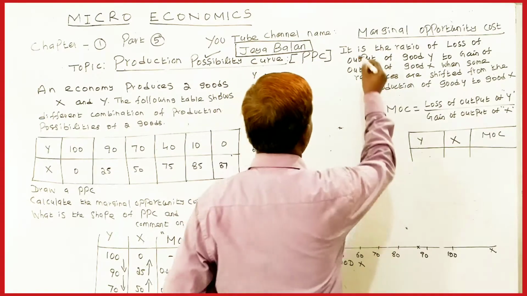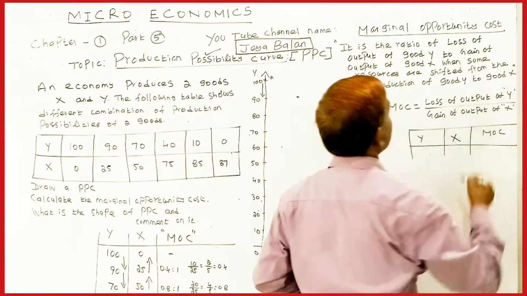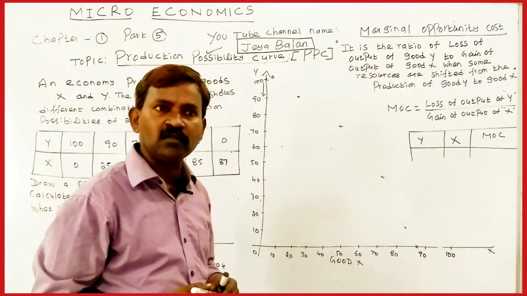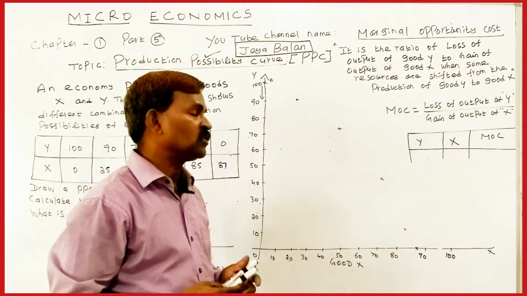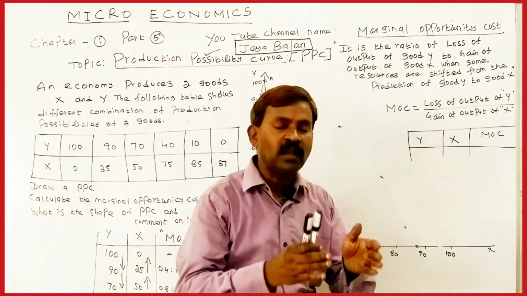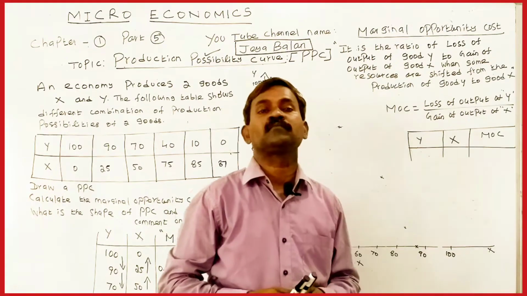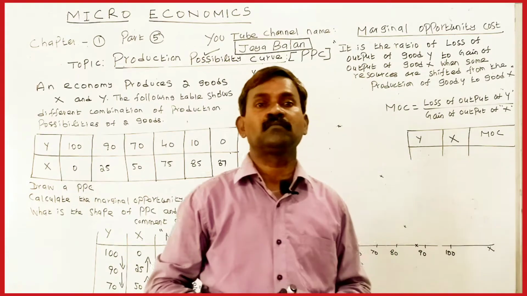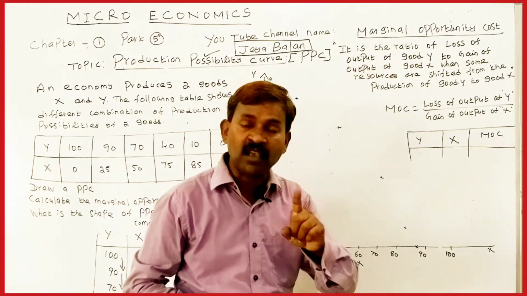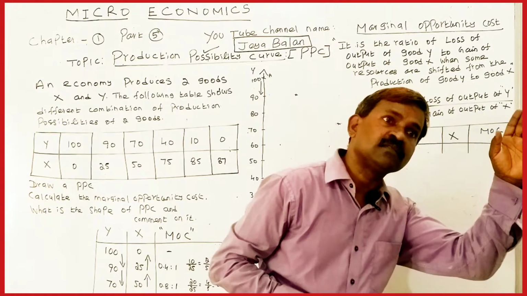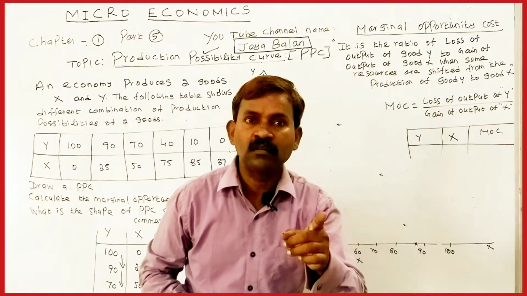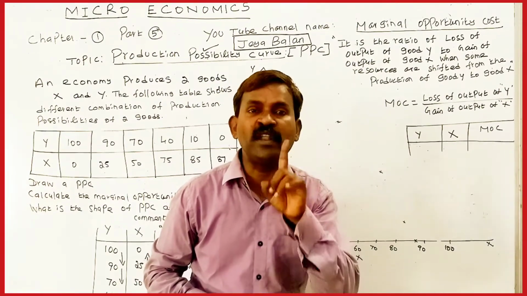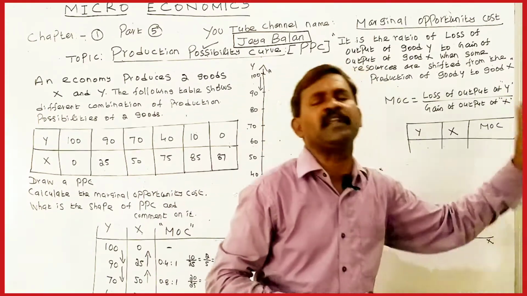Okay, let's start with the meaning part. What do you mean by marginal opportunity cost? Children, before you write the meaning, you must understand one thing. When the resources are fully and efficiently utilized, and when the technology remains constant, if the economy wants to increase the production of one good, we are ready to sacrifice some number of units in the production of another commodity.